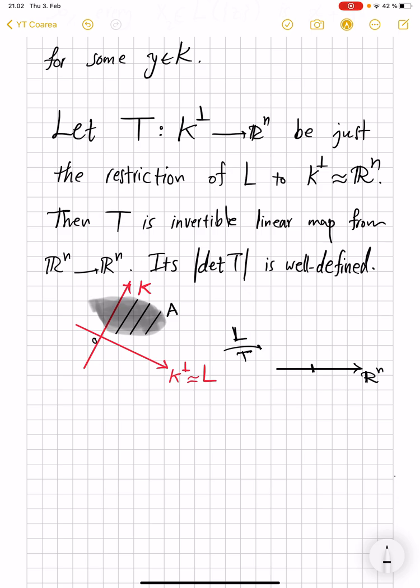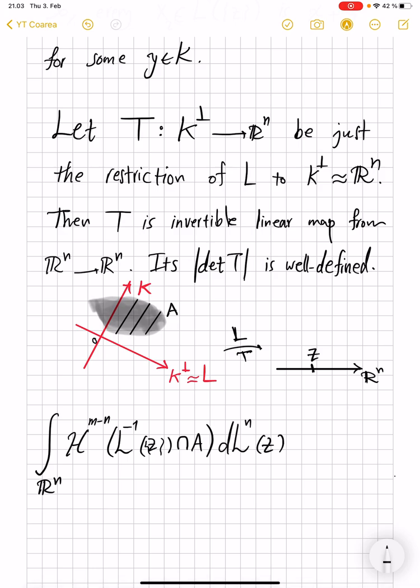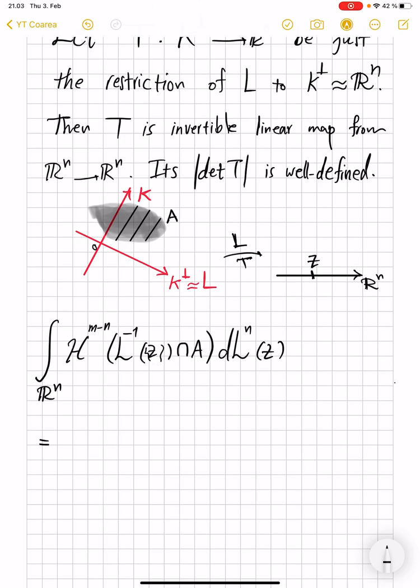Okay, now I want to compute this integral. So I want to prove the formula 3 star. So I integrate over Rn, and this is the target Rn, Z happening here, the quantity H^(m-n) of L inverse of Z intersected with A, d L^n of z. And here I am integrating a function over this space, and I have a linear transformation T between this space and the space here. So I can use the change of variables formula in its simplest form, or this is basically just how the Lebesgue measure scales under this T.